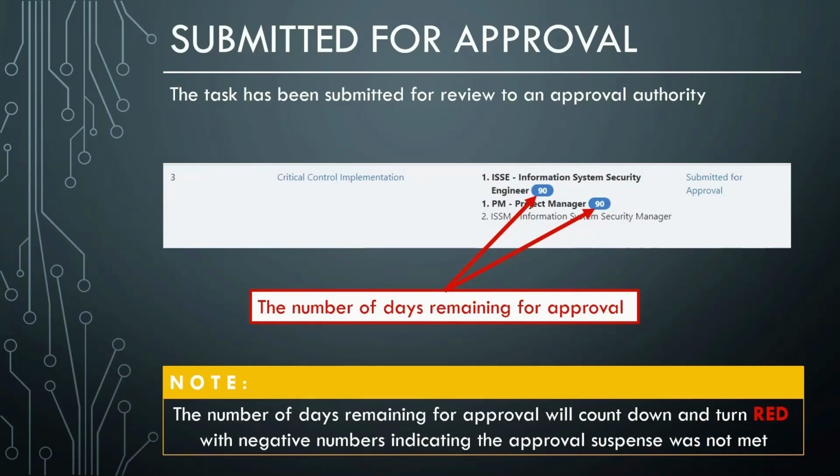As a note, the number of days remaining for approval will count down within Xacta 360. If it reaches 0, it will then turn into a negative number and the highlighting behind it will turn red, indicating that the approval suspense was not met. So again, the days will count down past 0 into negative numbers, indicating the number of days that it has gone past the approval suspense.